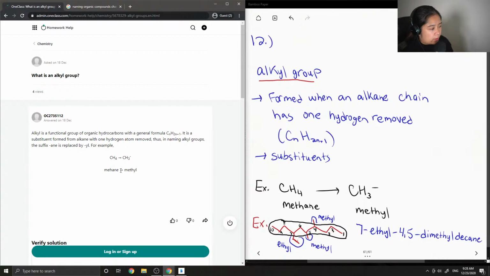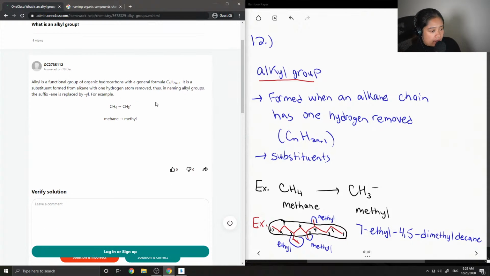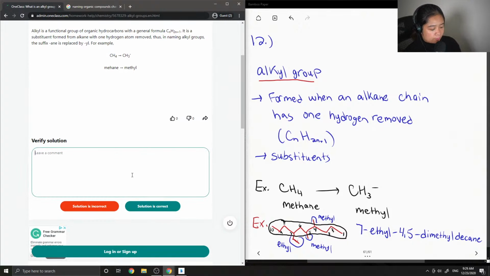And the junior tutor just said alkyl is a functional group of organic hydrocarbons with the general formula CnH2n+1. It is a substituent formed from alkane with one hydrogen atom removed. Thus, in naming alkyl groups, the suffix -ane is replaced by -yl. For example, methane to methyl. Yep, so this solution is correct.